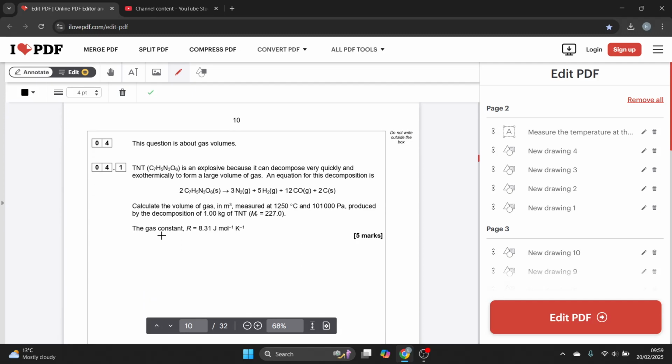Question 4 is a question about gas volumes. TNT is an explosive because it decomposes very quickly and exothermically to a large volume of gas. The equation for decomposition is shown. Calculate the volume of gas, measured at this temperature and pressure, produced by the decomposition of this much TNT. The gas constant R is given.